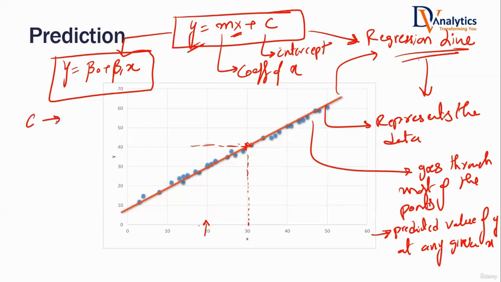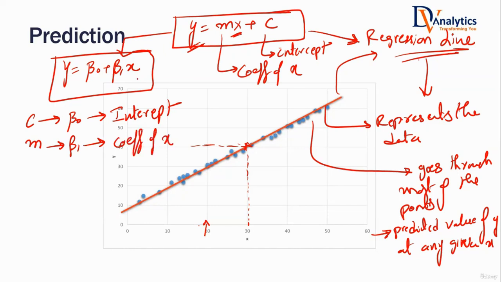In the place of c, I simply replace that with beta zero. Beta naught, which is known as intercept. In the place of m, I have replaced that with beta 1. Beta 1, which is known as slope or coefficient of x. This is the actual regression line equation you will see in all the literature, books, everywhere.